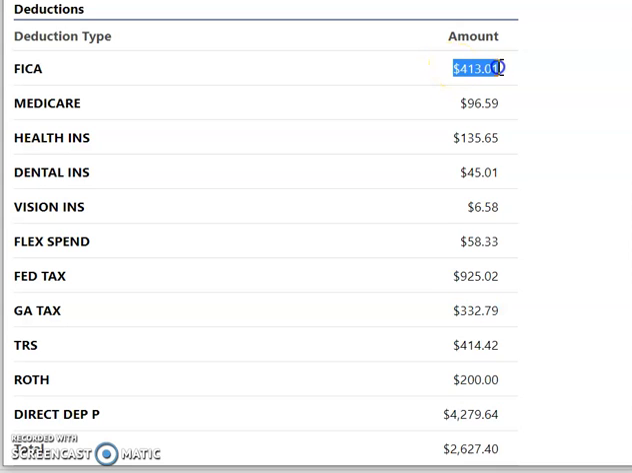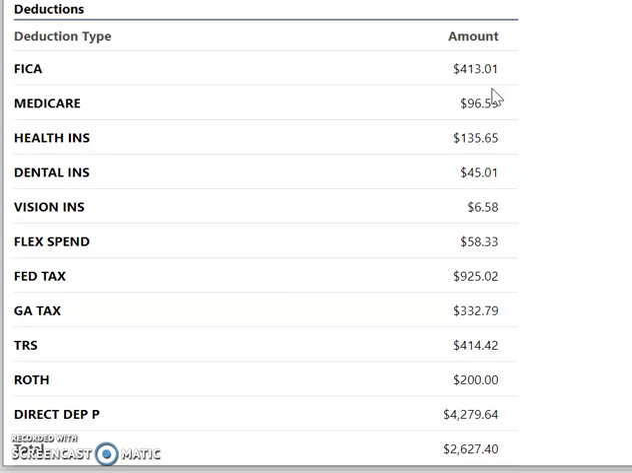Then we have Social Security and Medicare taxes, what I was telling you earlier, the payroll tax. That's $413. And then Medicare tax, $96. So in just taxes, y'all, I pay about $1,350 plus another $500. So in just taxes, I pay like $1,700 a month, y'all.